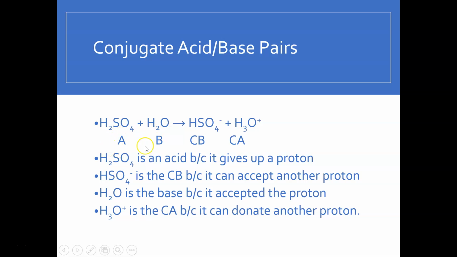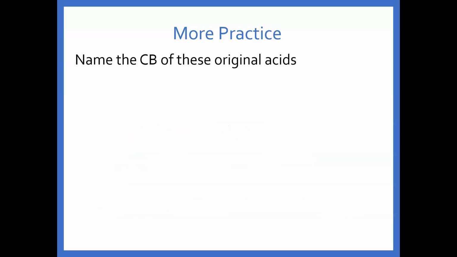H2O is therefore our base because we always have acids and bases reacting, and that means H3O plus is going to be our conjugate acid because it could donate another proton if it wanted to. All right, let's do some more practice.